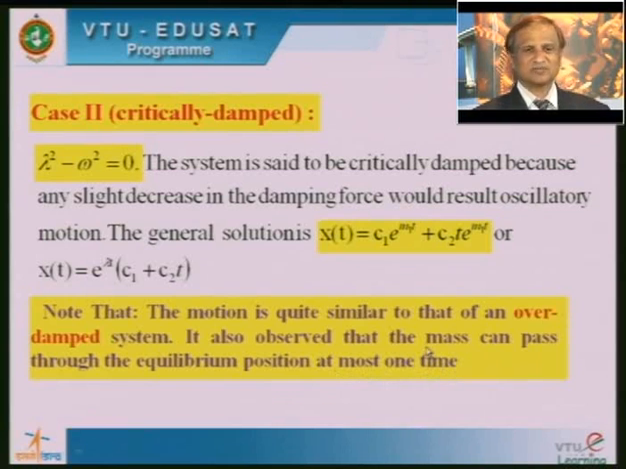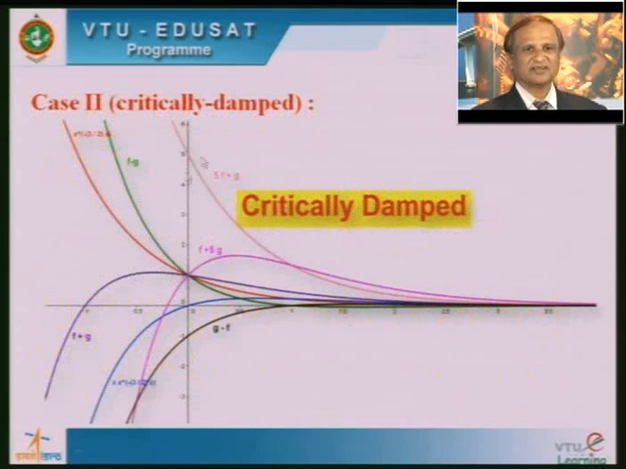It is also observed that the mass can pass through the equilibrium position at most one time. In this case, the mass may cross the equilibrium position either from the top or from the bottom. Suppose this is the equilibrium position: you may obtain a curve like this, or a curve like this, or the curve may be from below, or you may get a curve like this. This type of curve we call critically damped.